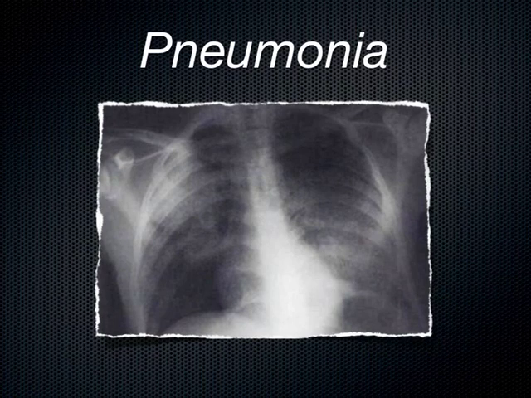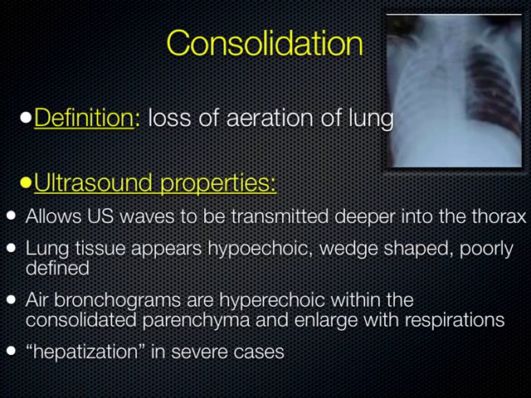So you can imagine that those normal air artifacts are going to be changed when you have a pneumonia or consolidation in the lung. The other substance, whether it's fluid, pus, or solid tumor, will allow the ultrasound waves to go deeper into the thorax, and you're going to see more of the lung itself. And inside the lung tissue, things have different echogenic properties. For instance, the bronchi have more connective tissue in them, so you're going to see brighter white lines for bronchi.